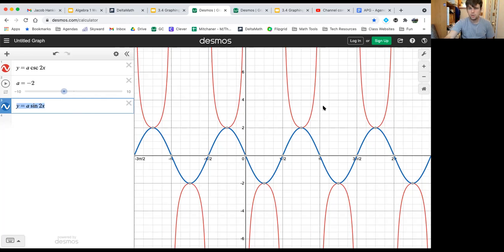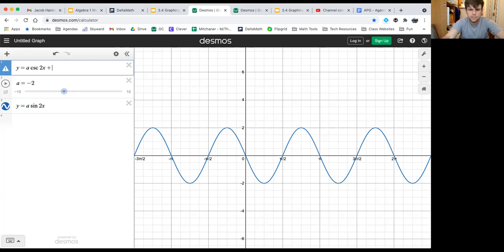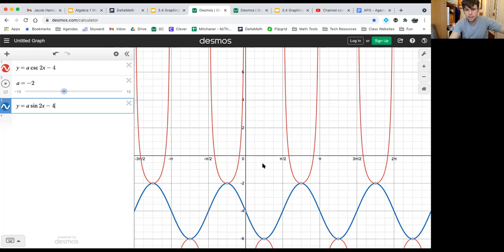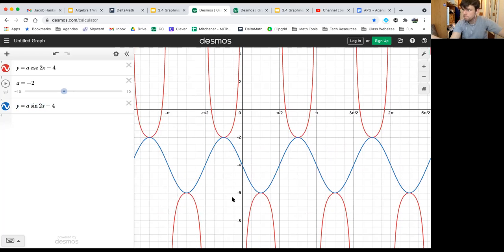And I'll quickly show the secant and cosine relationship as well. Well, let's just add something to the end of it. Let's add or subtract. Let's subtract 4 and shift it down 4. Same thing's happening, right? If I shift it down, everything just shifts down together. I shifted down the sine graph, the cosecant graph shifts down accordingly. Nothing different is going on here. So, pretty cool. We just use the sine graph to graph the cosecant graph.